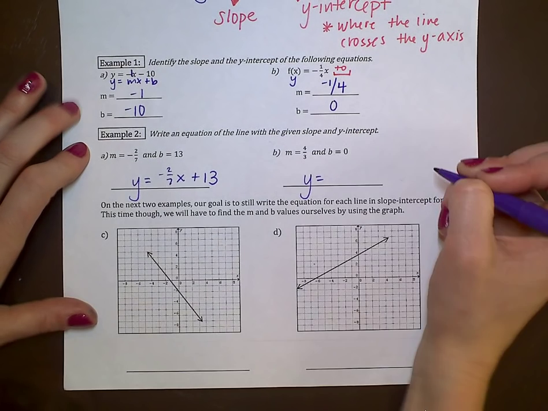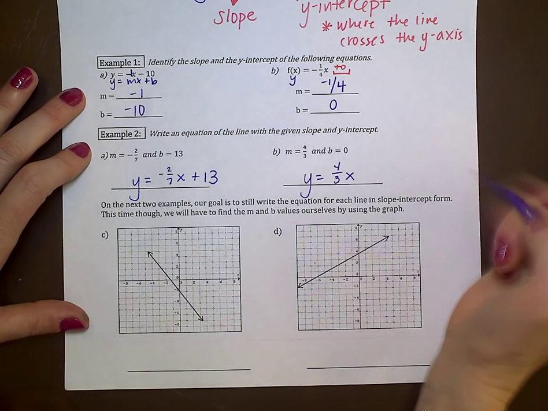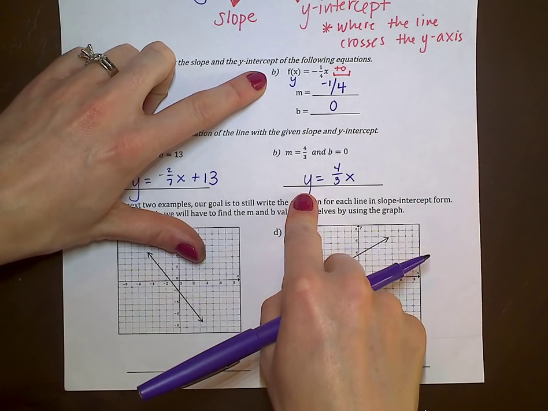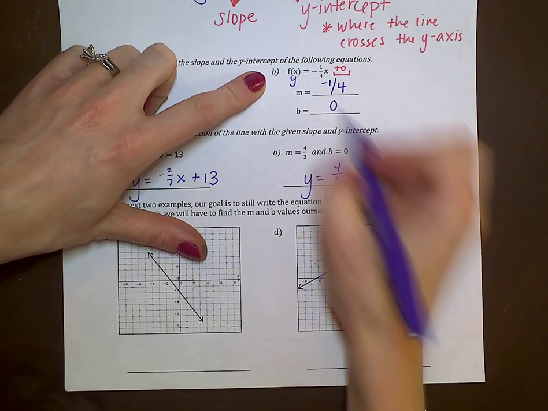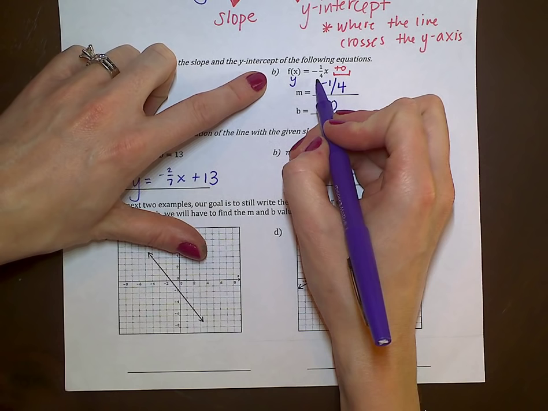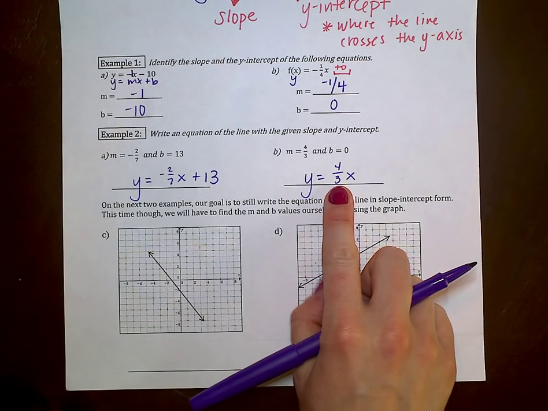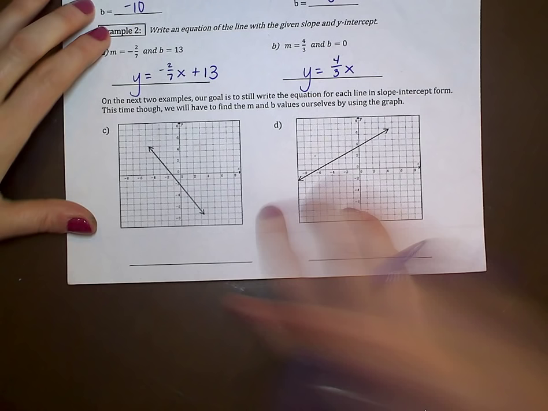Example B is the exact same thing. So it's 4/3 x. And this kind of goes off of example B from up here. The y-intercept is 0, so you can write plus 0, but note you don't have to write that, so I'm not going to. I'm just going to leave it. Y equals 4/3 x. Okay, so far pretty basic.